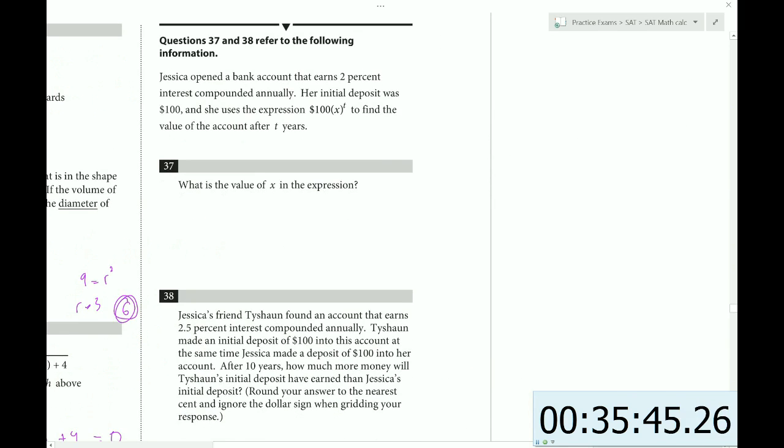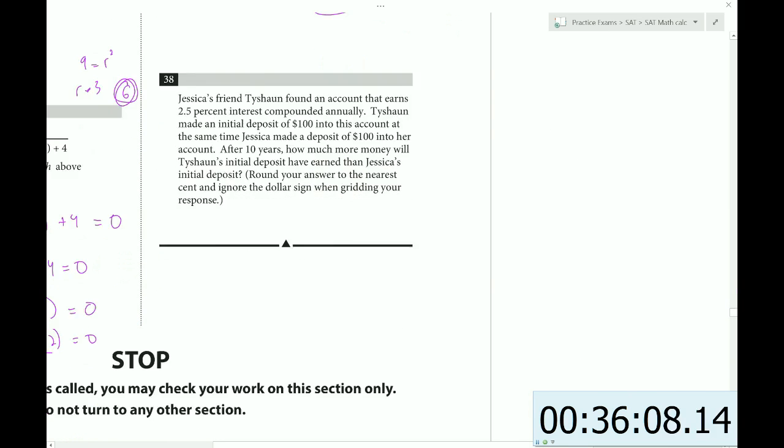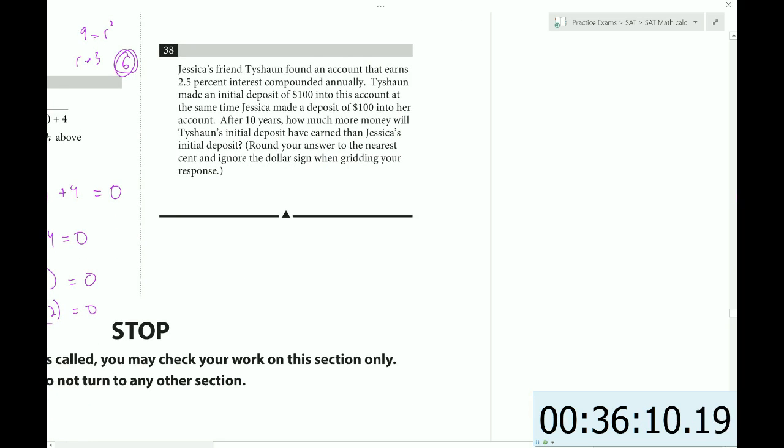Jessica opened a bank account and earns 2% interest. So that 2% interest would be represented by 1.02. Her initial deposit was 100. Okay. So her amount at any time would be this formula. Oh, okay. So yeah. So x is 1.02. Jessica's friend Tyshawn found an account that earns 2.5% interest. So his version would be this.